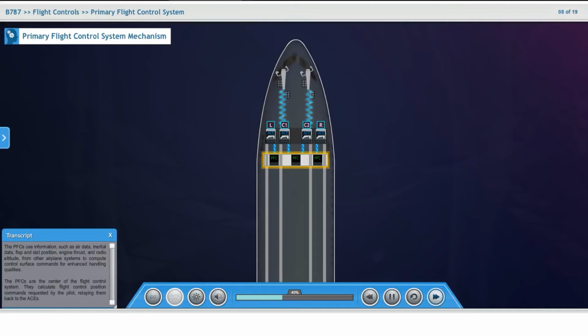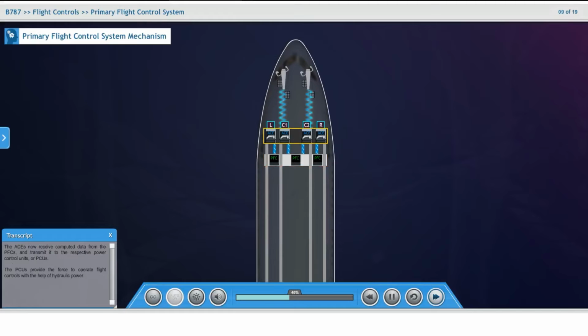The PFCs use information such as air data, inertial data, flap and slat position, engine thrust and radio altitude from other airplane systems to compute control surface commands for enhanced handling qualities. The PFCs are the center of the flight control system. They calculate flight control position commands requested by the pilot, relaying them back to the ACEs.